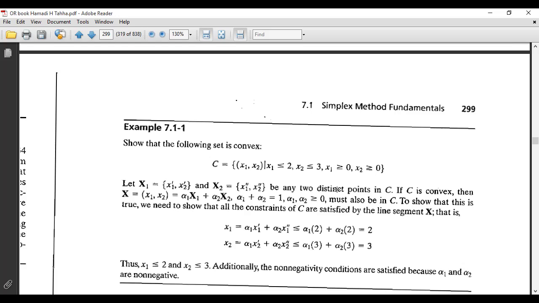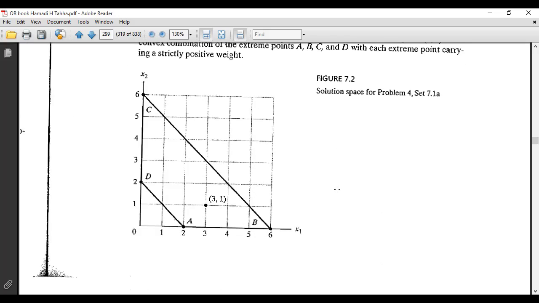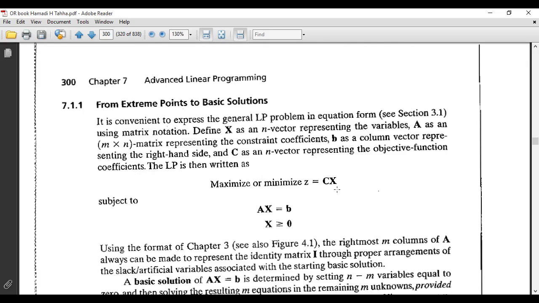To show that this is true, we need to show that all the constraints of C are satisfied by the line segment X. So then x1 is equal to alpha 1 x1 prime plus alpha 2 x1 double prime, and that should be less than or equal to alpha 1 into 2 plus alpha 2 into 2, which should be equal to 2. And similarly for x2. So this was the graphical method, and we will deal with the exercises and the numerical problems.